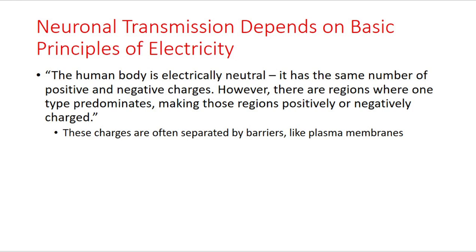It has the same number of positive and negative charges. However, there are regions where one type predominates, making those regions positively or negatively charged. What we're looking at here is essentially local situations where we're not considering the entire human being. And in these local situations, we're mainly looking at plasma membranes as barriers that are separating these regions of charge. That's going to be our focus in the next video.